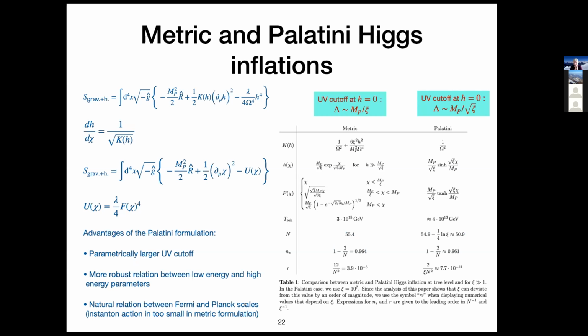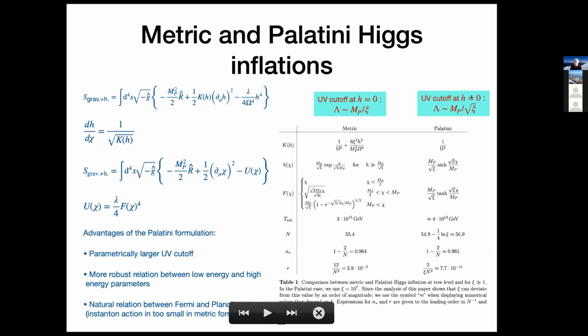So this is a busy slide which shows what is the difference between metric and Palatini Higgs inflations. So all of them are parameterized by this action, which is written here, but which I rewrote here, just introducing some coefficient in front of the canonical kinetic term for the Higgs field. Okay, so the main difference between these two incarnations is that the UV cutoff for the metric theory is Planck over xi, and the UV cutoff for the Palatini theory is parametrically larger.